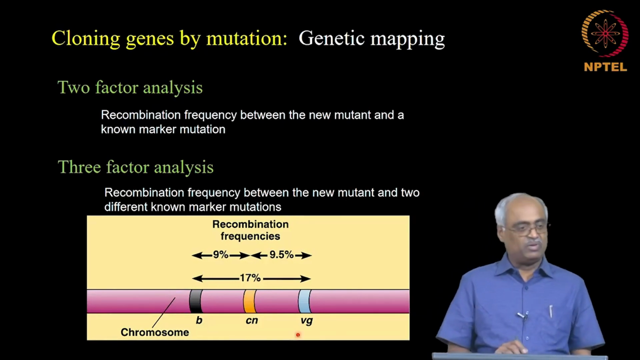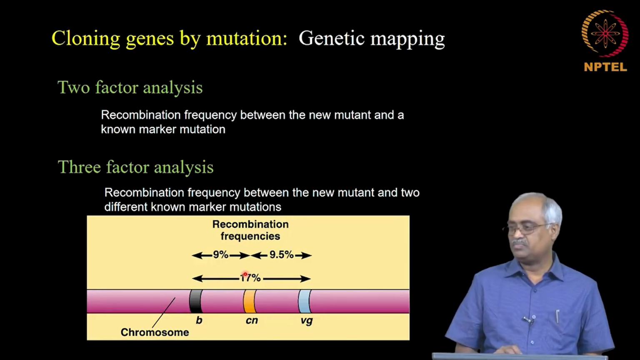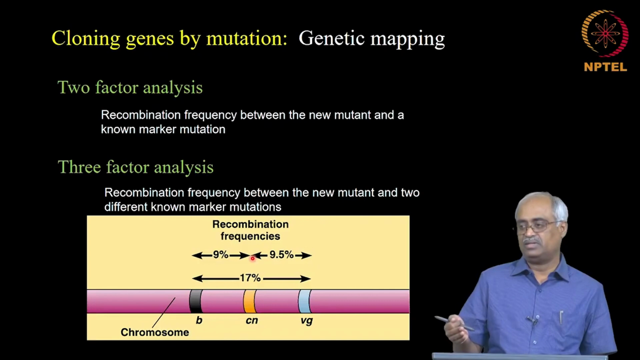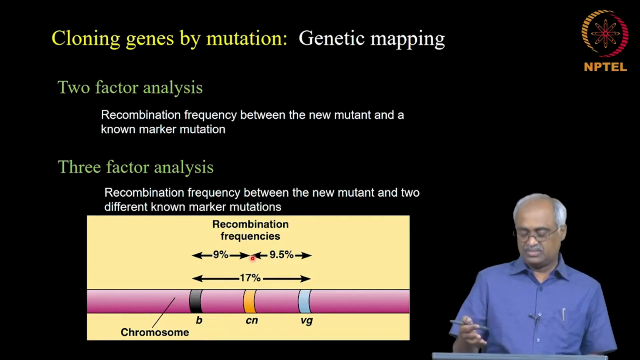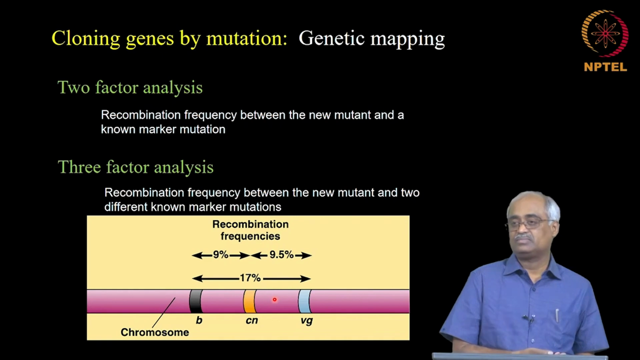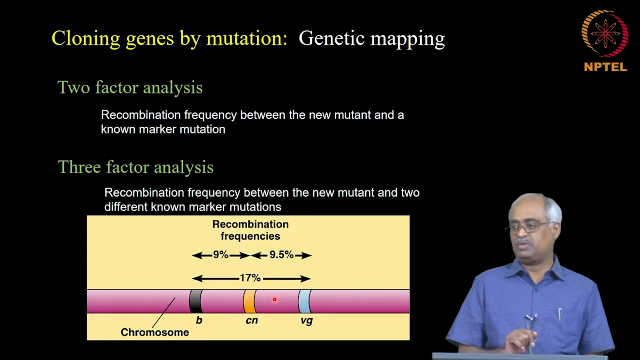Now, here I am using Morgan's example itself, like we are taking black, and we determined the recombination frequency of black and vestigial is 17%. Now, this 17% can be either on the right side of black, okay, and each percentage is considered as 1 centimorgan, okay, in memory of Morgan. So, 17 centimorgans to the right of black or it could be to the left of black, right.